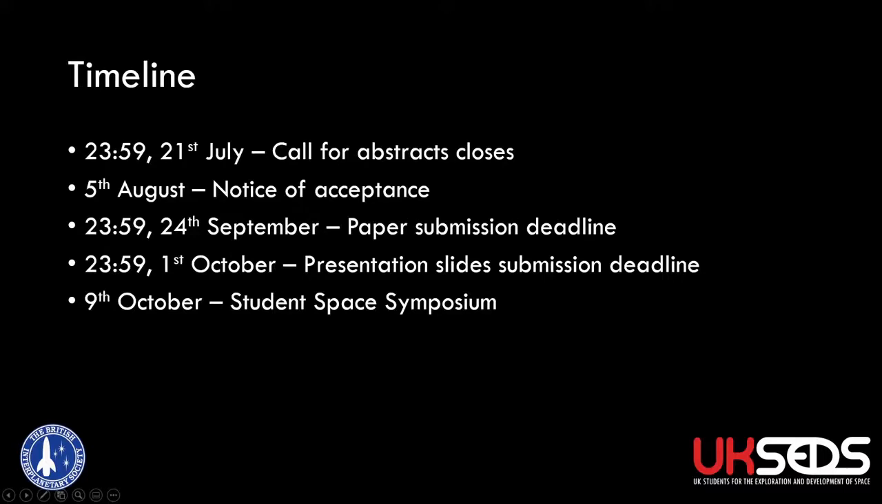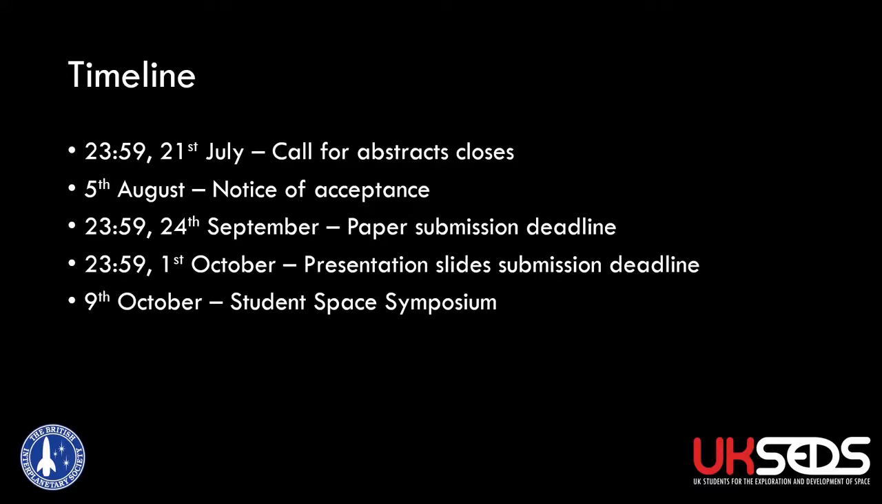Here is the timeline for abstract submission and for the symposium itself. On the 21st of July at midnight, the call for abstracts closes, so you have until then to write and submit one. Within 2 weeks, you'll be notified whether or not you've been accepted or rejected. Then by the 24th of September at midnight, you have until then to submit your fully written paper. A week later, at midnight on October the 1st, you must submit your presentation slides, and then on the 9th of October we'll be having the symposium itself.